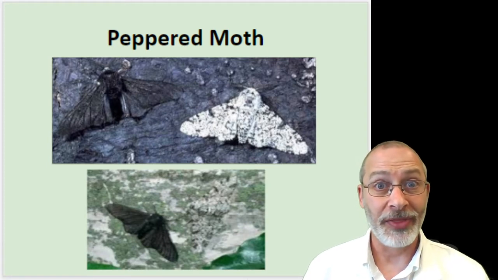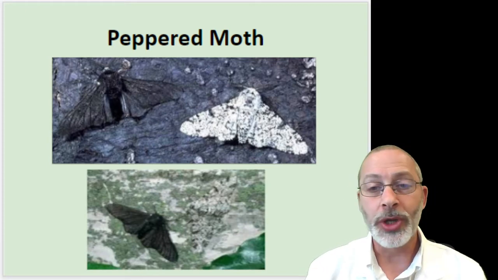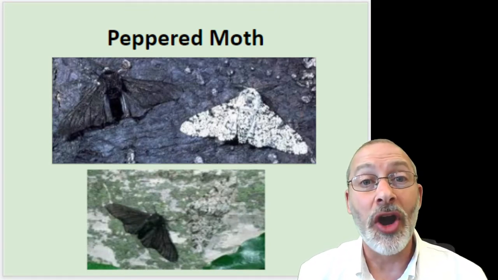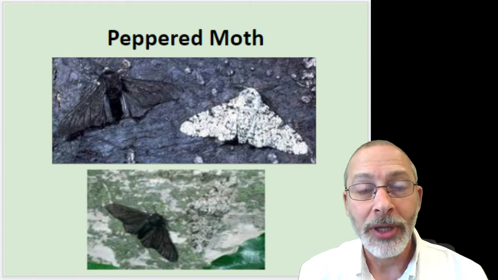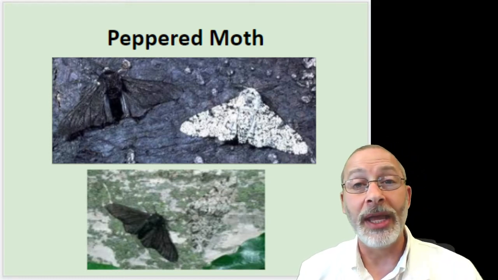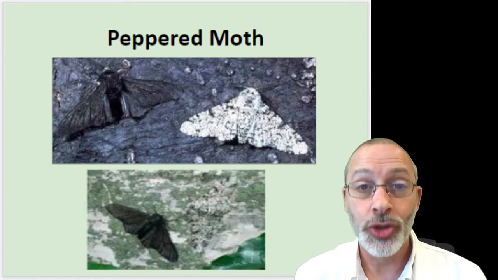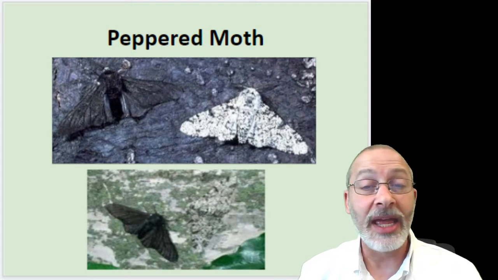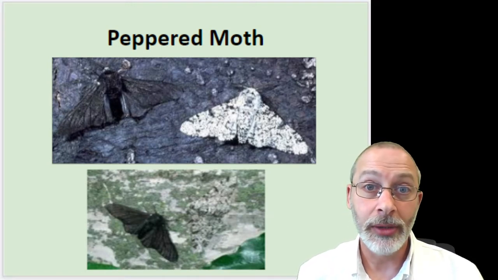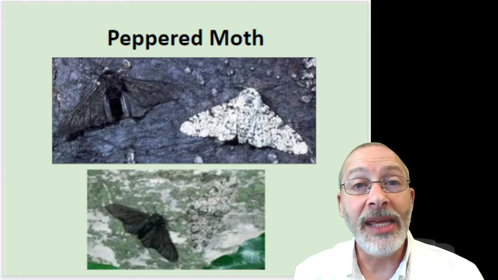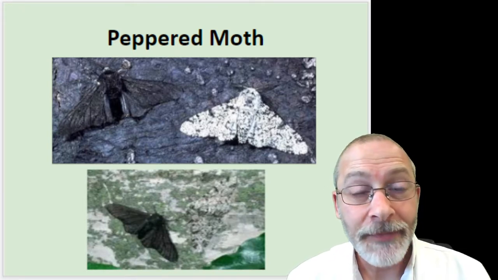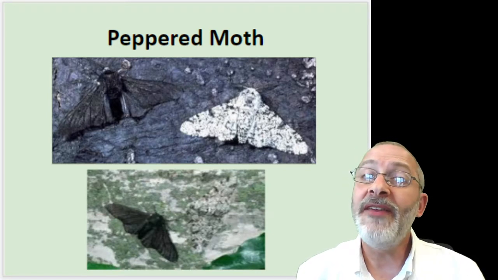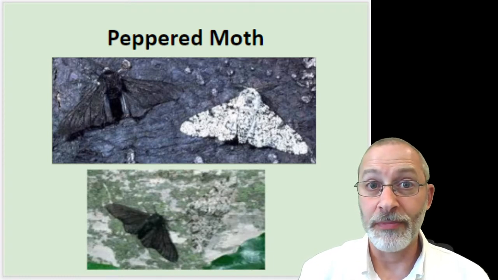Hopefully you've written your hypothesis already. But the three trials we're going to be doing include the first trial on a dark barked tree. The second trial will be on a medium barked tree. And the third trial will be on a light barked tree. And on each of our barks will be placed 5 light-colored moths and 5 dark-colored moths.